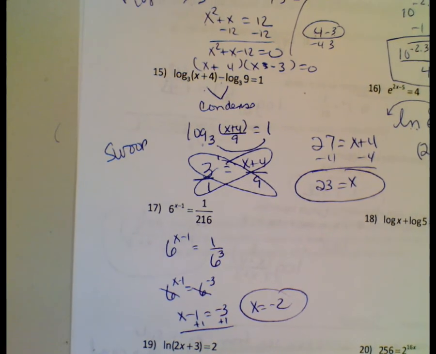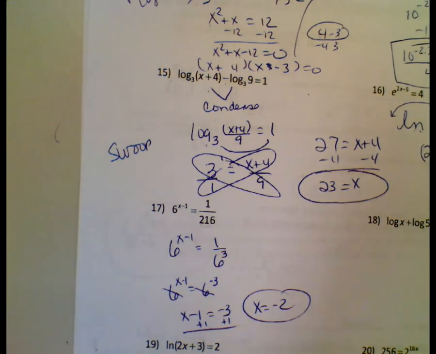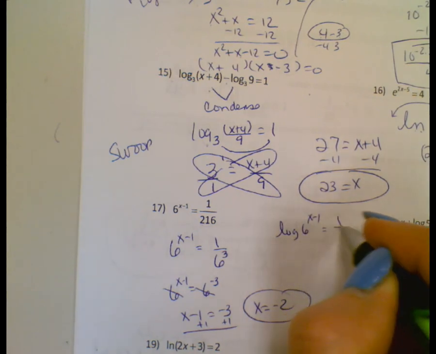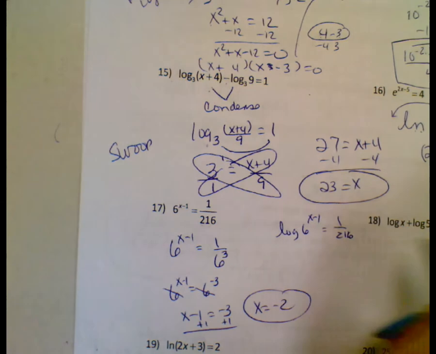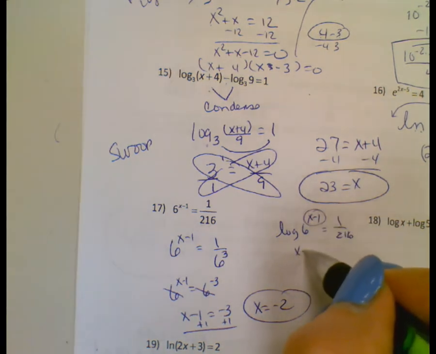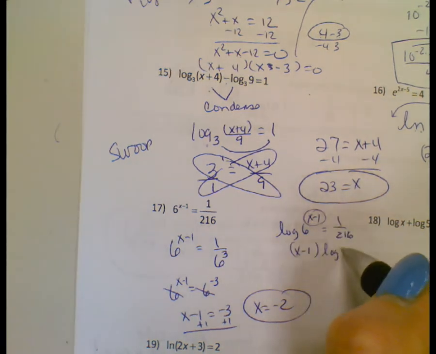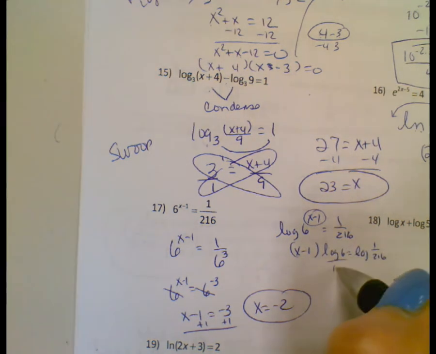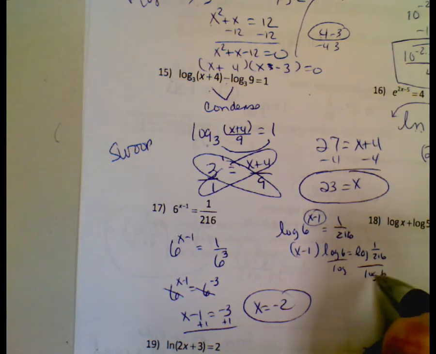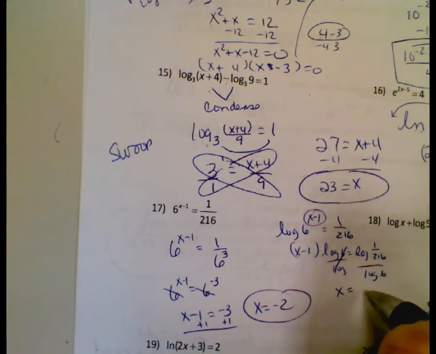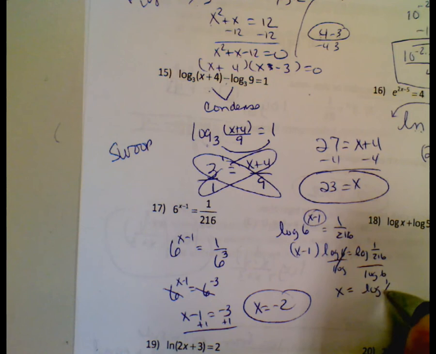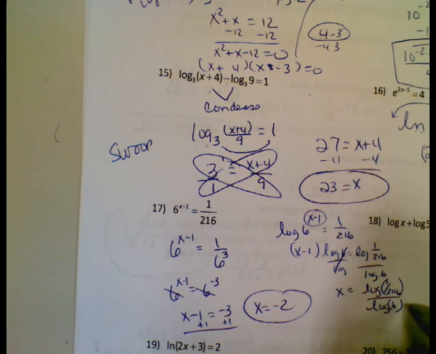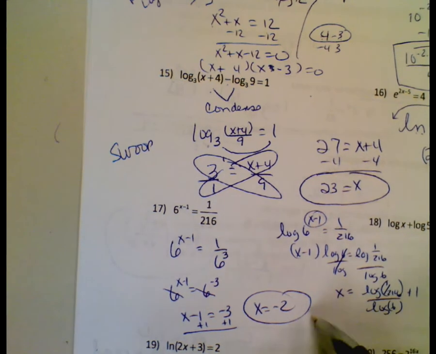What do you guys think about that one? I like that one. But if you don't like that, you can take the log of each side. You could take log of 6 to the x minus 1 equals 1 over 216. You could bring the x minus 1 out front. You could divide by log 6. And then add 1 to all this. You could have log 1 over 216 over log 6, and then add 1. Try that in your calculator. You'll get negative 2.